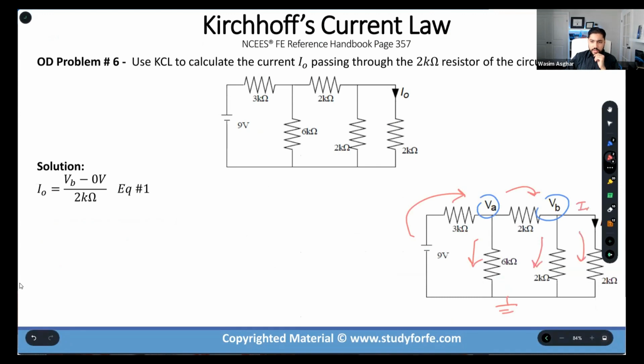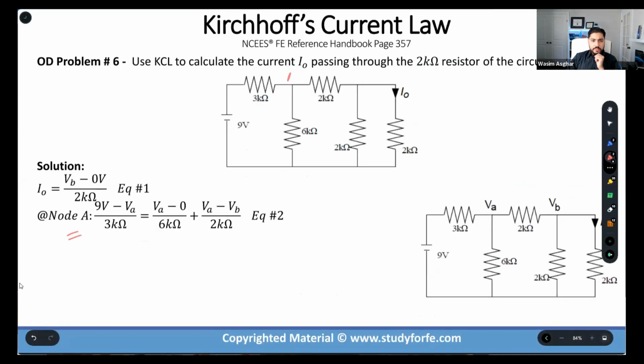I'm asking for I0 over here. So the first equation I wrote is for I0. This is going to be VB, right? Current is flowing in this direction. So higher potential is VB, and the lower potential is 0. VB minus 0 divided by 2K. Make sense, guys? Everyone is clear about this? High potential minus low potential, divided by the resistor, okay?